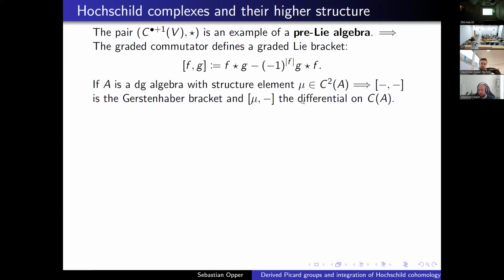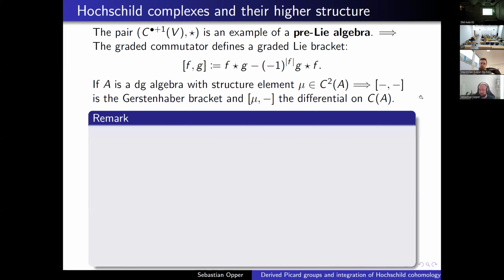And then the differential, I can also define very easily. Well, in this case, I need a structure element. I just take the bracket with it. And because this is of degree 2, that means it's of degree 1 in the shifted Hochschild complex, so this will be of degree 1.